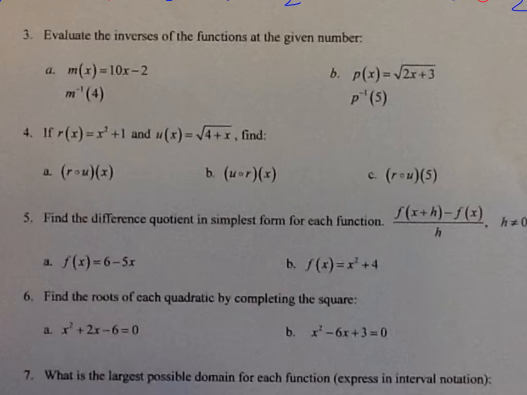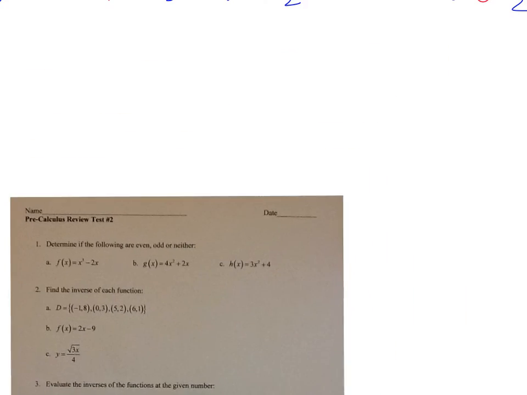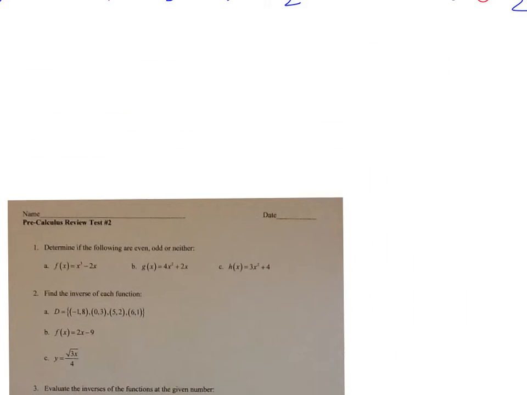All right, so number 3 says, evaluate the inverses of the functions at the given number. So I have m of x is equal to 10x minus 2, and I'm looking for the inverse of m of 4. So I have to find the inverse, and then I'm going to plug in 4. I'm just going to move this down so I have more room here. So we have m of x, which is equal to 10x minus 2. Remember, now I need to find the inverse because I want to do the inverse of m of 4.